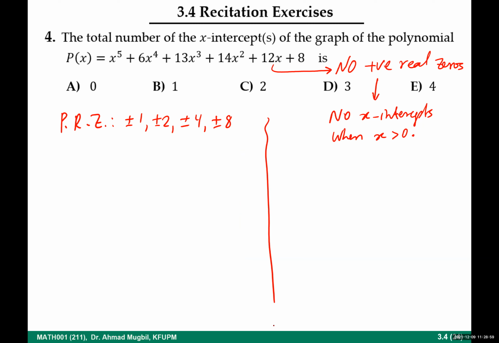So here we said no positive real zeros. This means that we will try only the negative ones. So the possible rational zeros are only the negative zeros. It is natural to start with -1. Try -1. Does it work or not? No, -1 is not a zero. So go to -2.